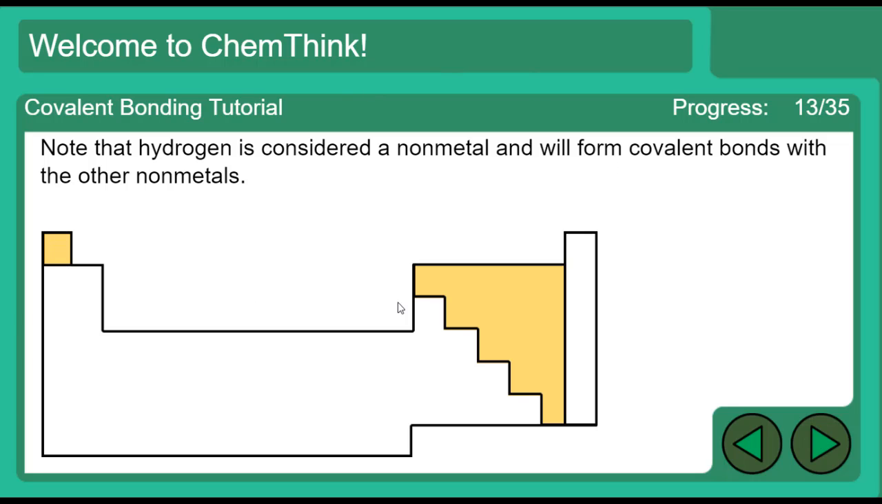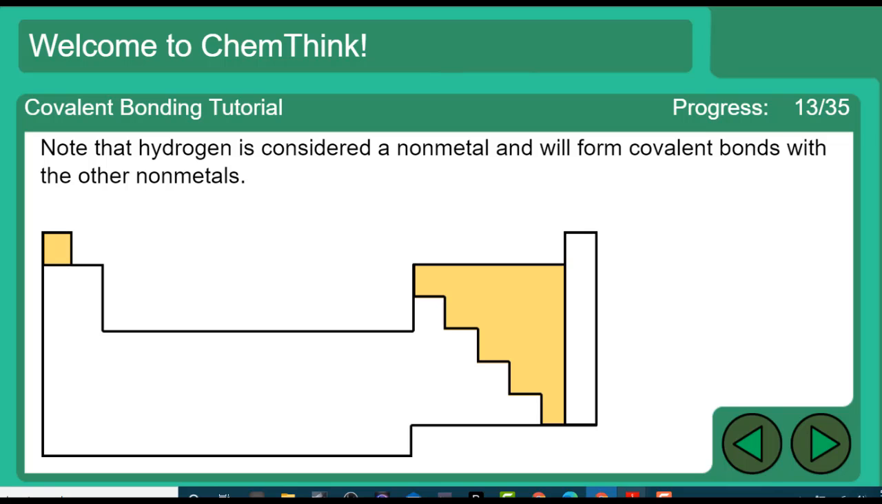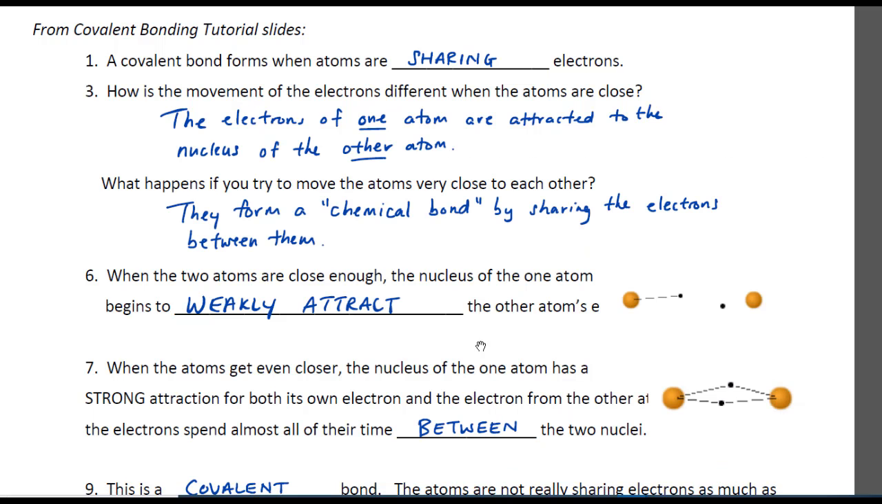All right, and that's the end of using this animation because it gets into some more complicated things that we don't really need to discuss. So we're going to skip from 13. We're going to head back to our note to fill in the blanks. So here we have the covalent bond forms when atoms are sharing.